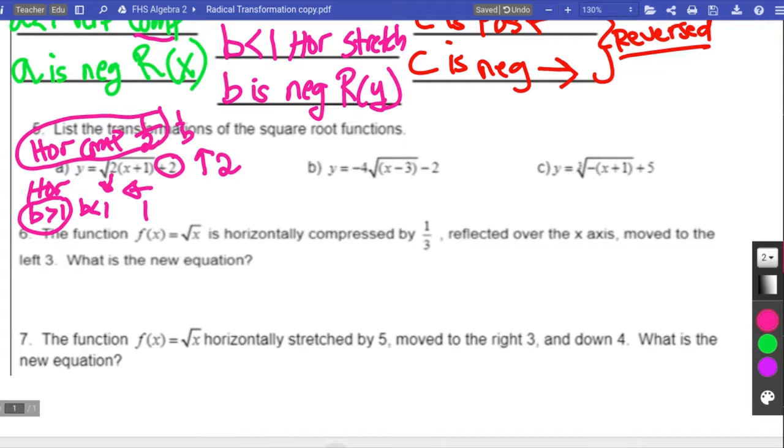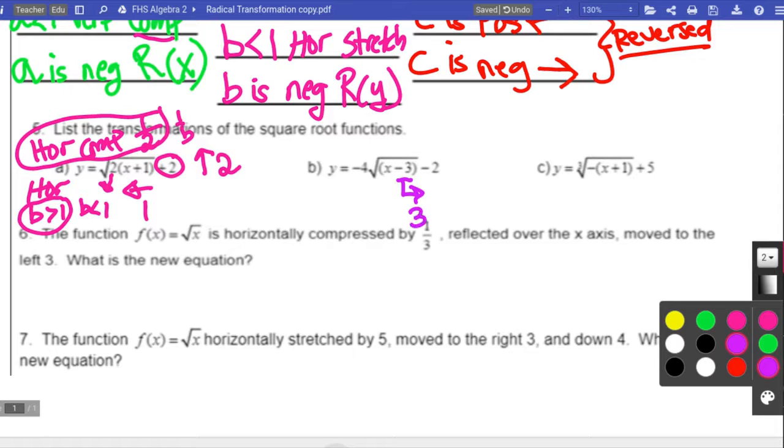Again, let's look at B, for example. If that didn't make sense, I get it. It's all good. We're gonna do more practice. It will make sense. All right. So for this one, it's a negative. So we're gonna go to the right 3, and this one we have to go down 2.